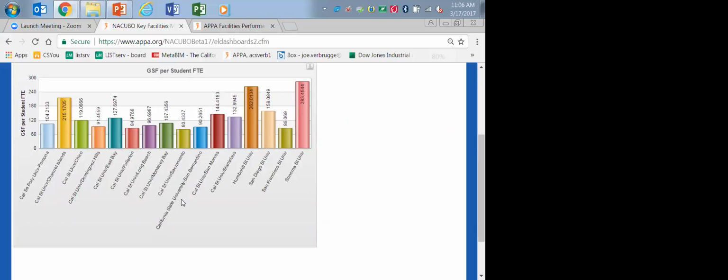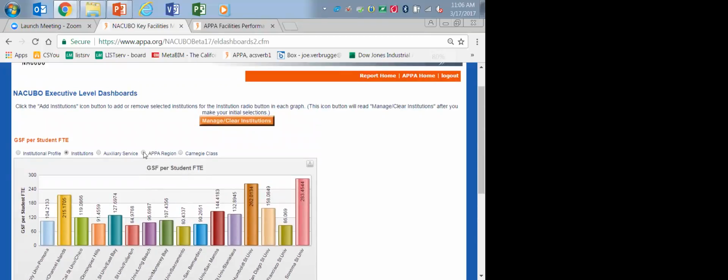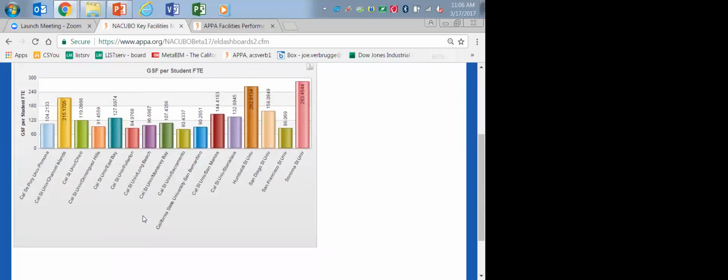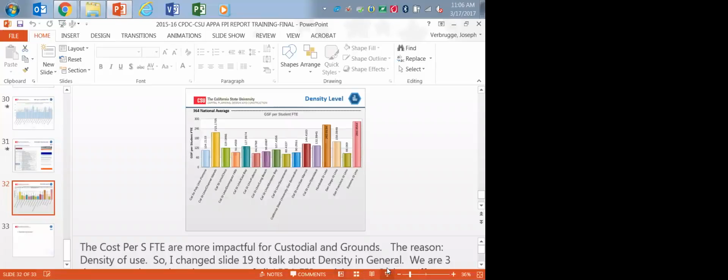So this is looking at just a basic GSF per student, not comparing any staffing levels or funding levels, just the amount of square footage on average we have per student. I think the national average is over 300, and we're far less than that on all of our campuses. Yeah, it's 364 is the national average. At the 364 top, so see we're way below.